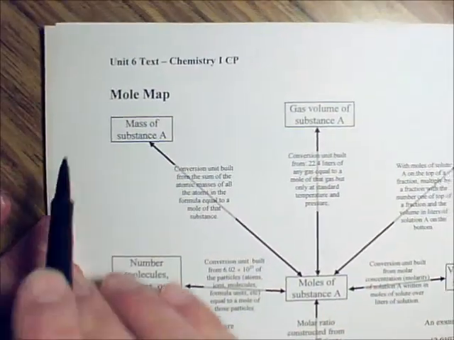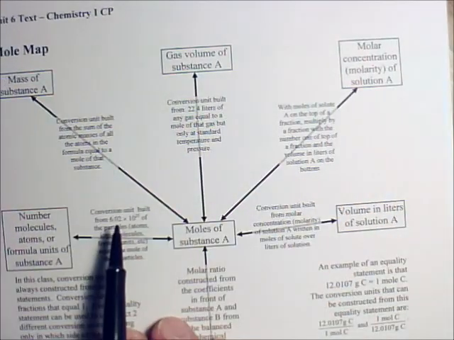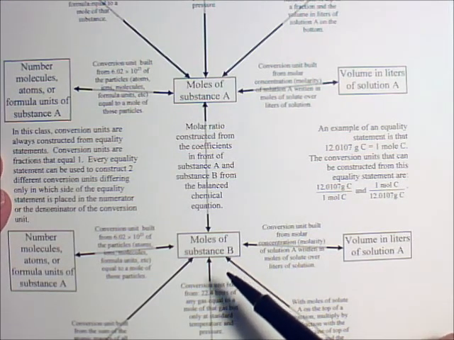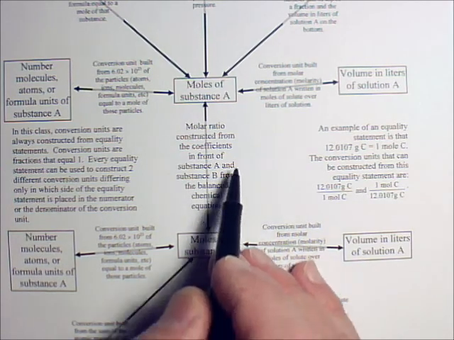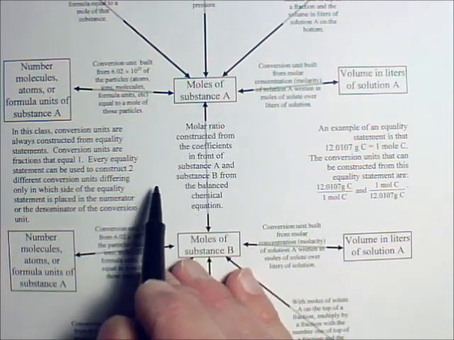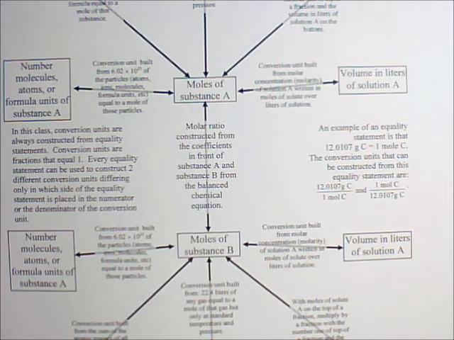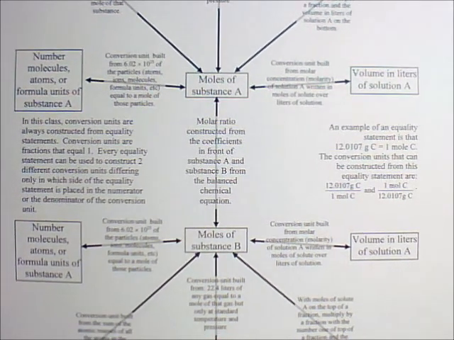So you can start with any one of these kinds of things up here, and you can go, as long as you go through moles, to find the second substance, and that's what stoichiometry is. Stoichiometry requires this step right here. It goes from moles of one thing to moles of another. Any kind of calculation where we have to go from one substance to another requires stoichiometry.